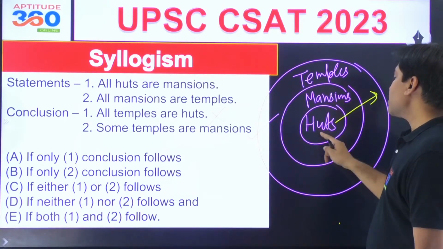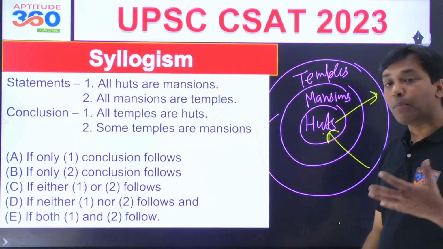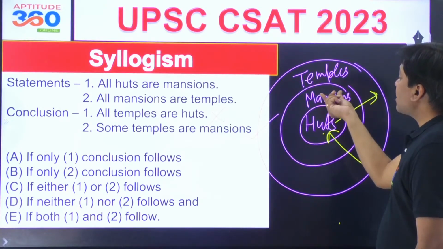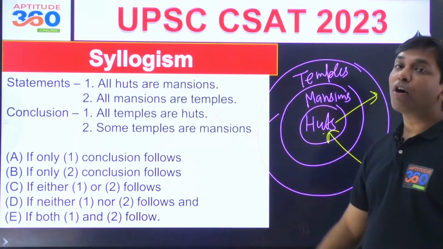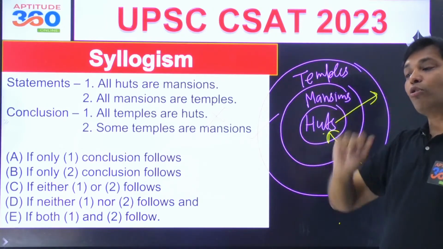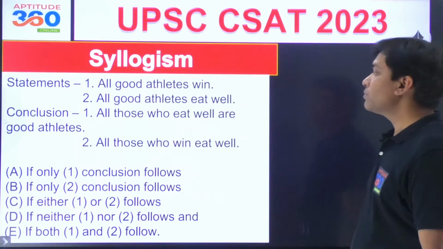All huts are mansions, all huts are temples. When you come from here to here, you have to use some. Some temples are mansions, some mansions are huts. तो आप सेंटर की तरफ आओगे तो सम लगाओ, सेंटर से बाहर की तरफ जाओगे तो all लगाओ. Both of them are going to be correct, right? Go ahead and solve this problem.